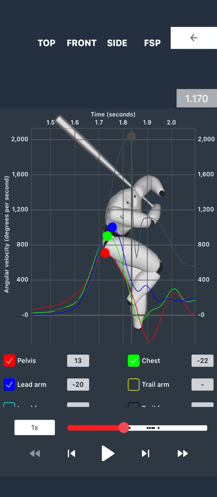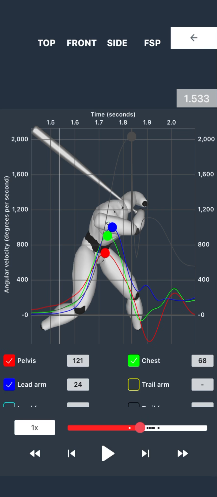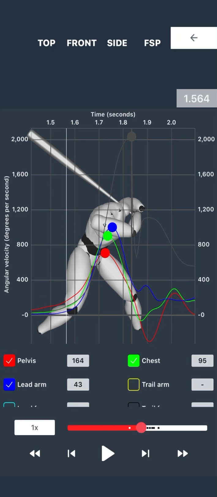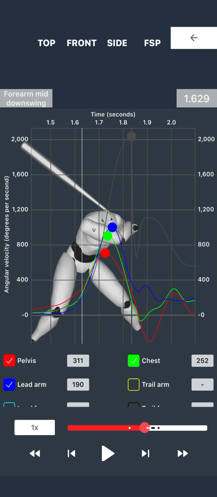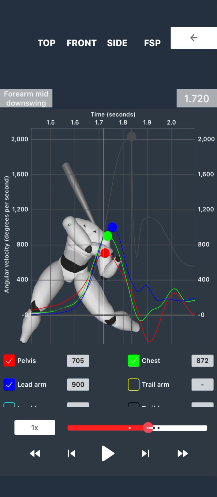Obviously a big old leg kick, but the red is the pelvis, and you're going to see that line is up ahead of the chest and the lead arm, so that's good. We like to see that, of course, accelerating first, and then as we get up to this point right here, we're right on that red dot. That's where the pelvis has hit its highest angular velocity and where it starts to slow down so that the shoulders can pick up speed off of that.